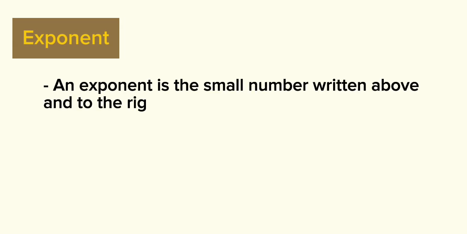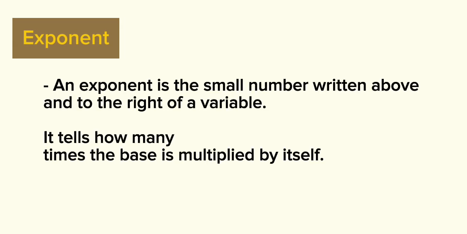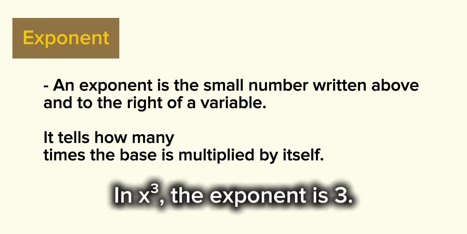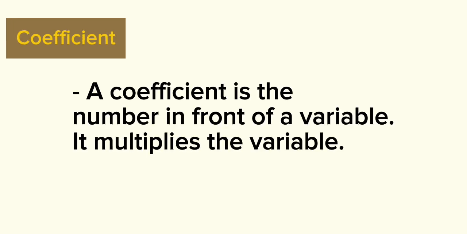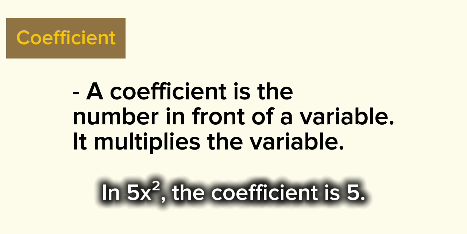Here, we have 4 important terms to consider. 1. Exponent. An exponent is the small number written above and to the right of a variable. It tells how many times the base is multiplied by itself. For example, in x cubed, the exponent is 3. Next, coefficient. A coefficient is the number in front of a variable and it multiplies the variable. For example, in 5x raised to 2, the coefficient is 5.